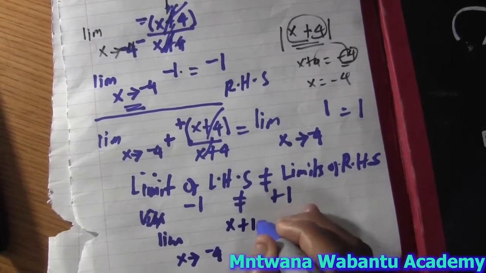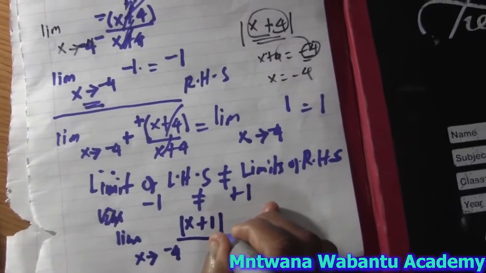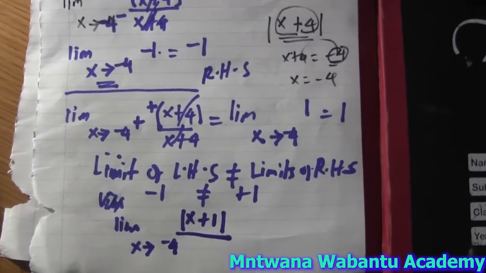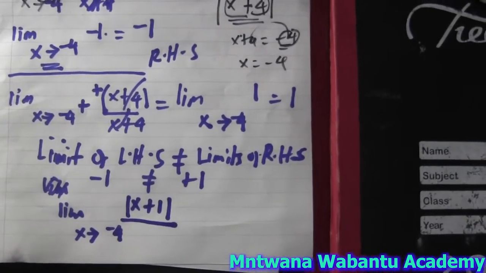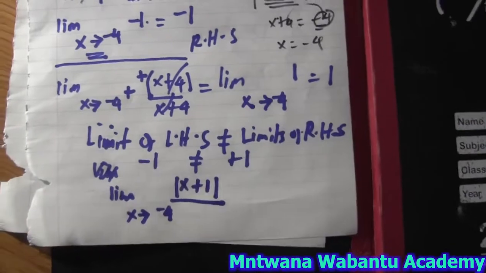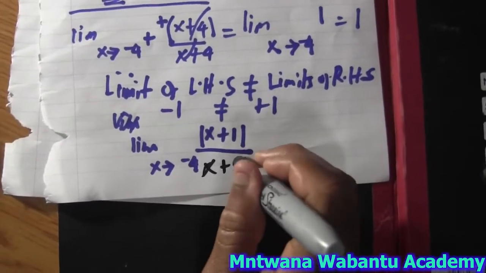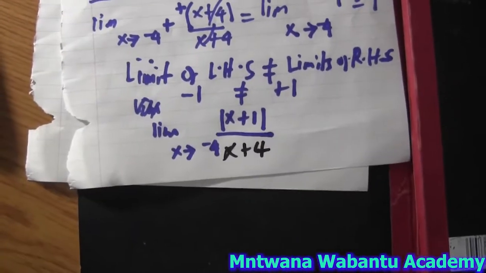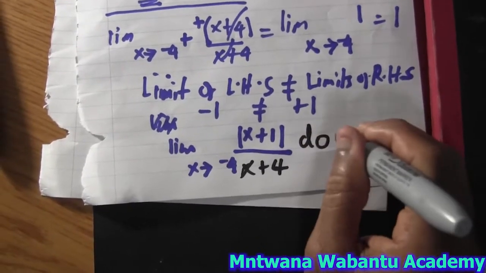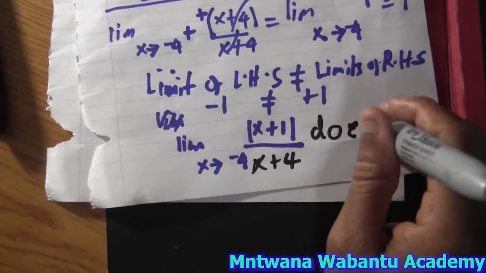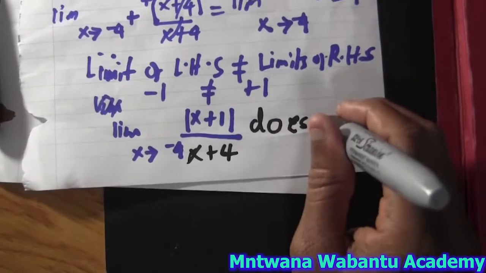So for the given limit, as x approaches negative 4, with x plus 4 at the denominator, the limit does not exist.